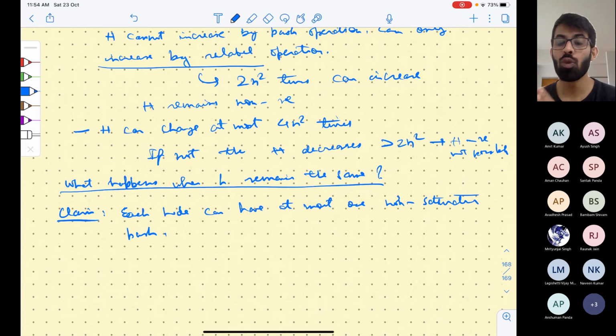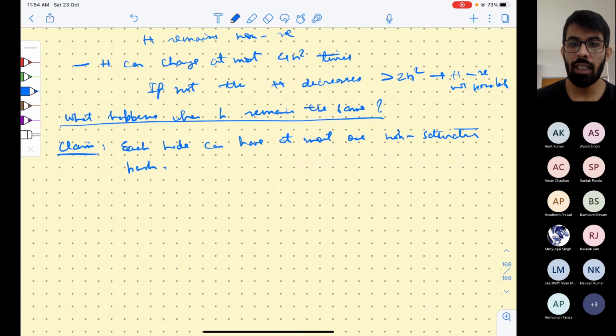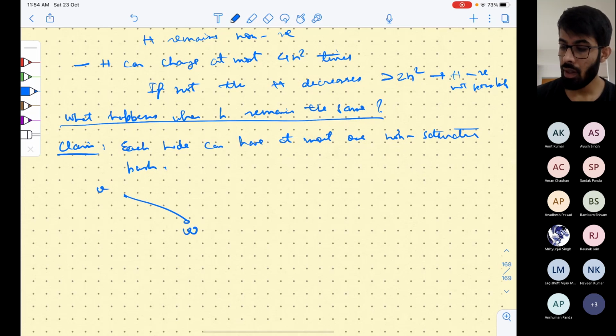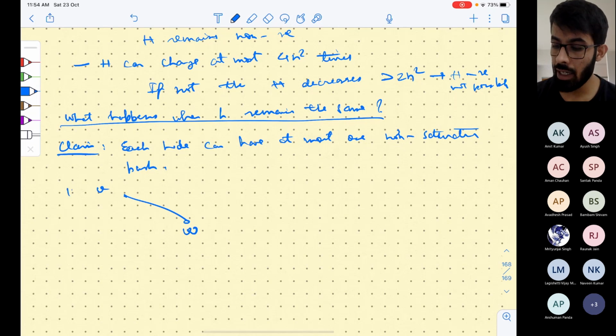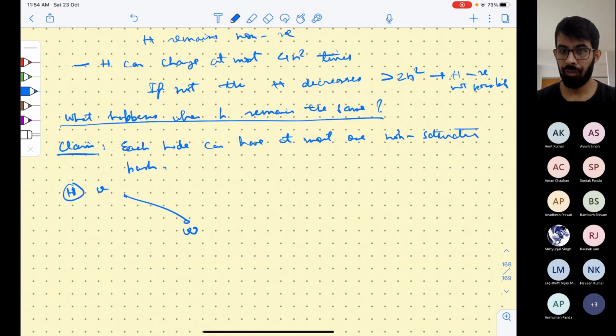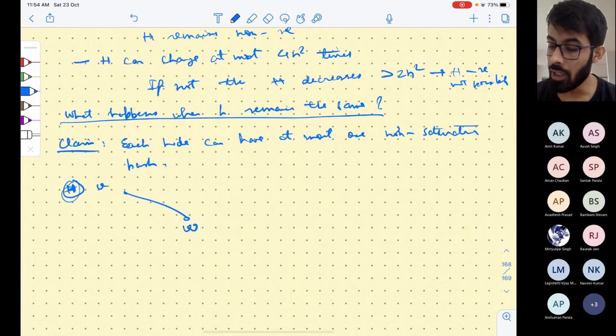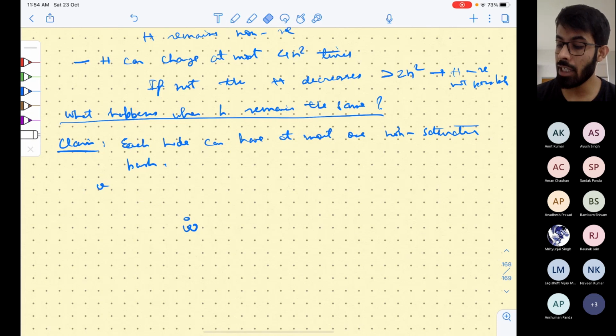Okay, each node can have at most one non-saturating push when h remains the same, right? And why is that true? Because you look at some non-saturating push from V to W, let's say, and V was at h, right? h remains constant, right? So suppose h was to change again.